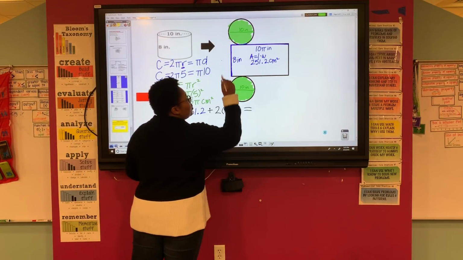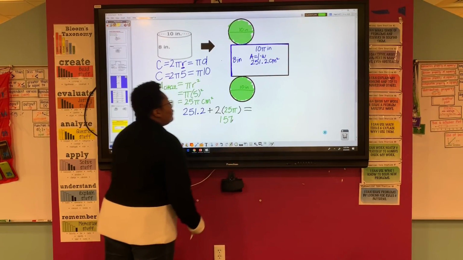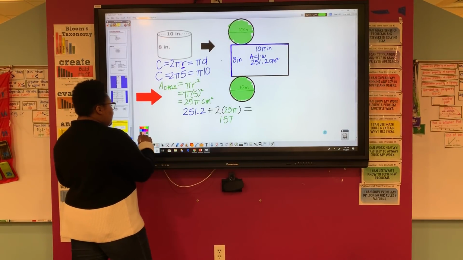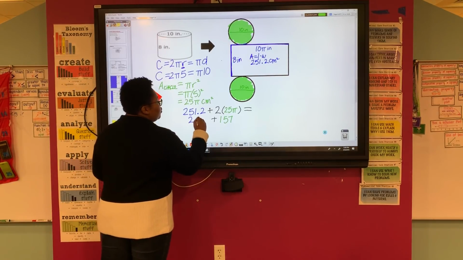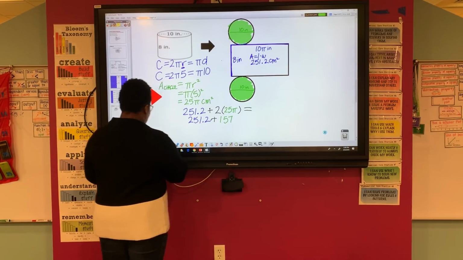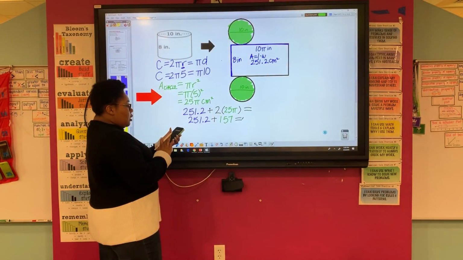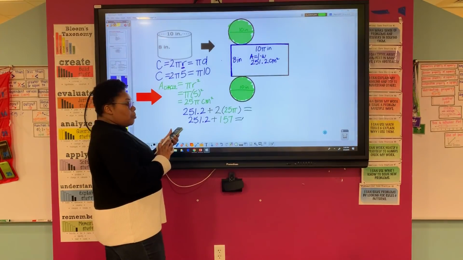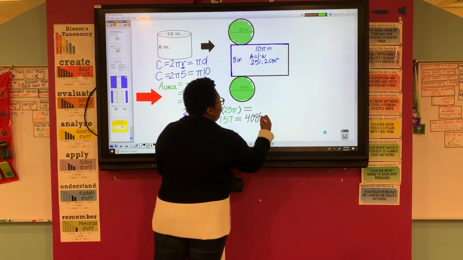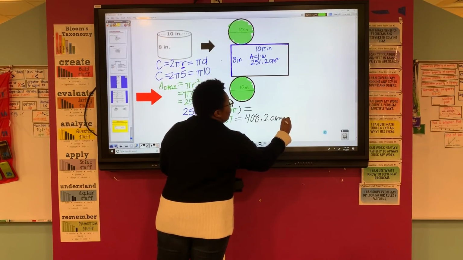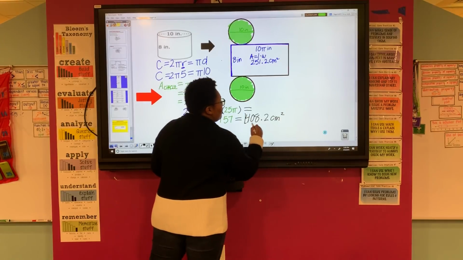So the area of those 2 circles together, I have 157, and I'm adding that to the area of that rectangle, 251.2. So my total area is going to be, pause for effect, 408.2 centimeters. We cannot forget the squared because this is area. Remember, this is our area.